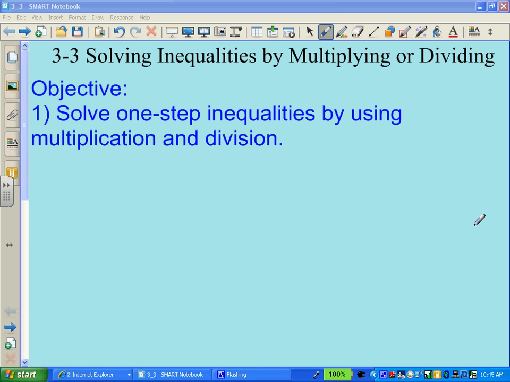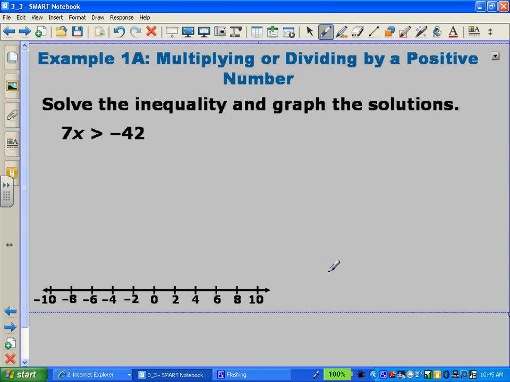Hello there, this is 3-3, solving inequalities by multiplying or dividing. Now once again we're going to start with just one-step inequalities, which are very similar to one-step equations, and talk about how to solve them using multiplication and division. So here's our first example.